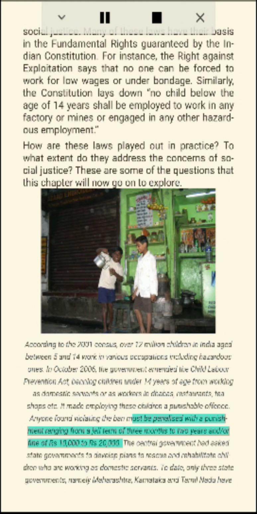Anyone found violating the ban must be penalized with a punishment ranging from a jail term of 3 months to 2 years and/or a fine of 10,000 rupees to 20,000 rupees. The central government had asked state governments to develop plans to rescue and rehabilitate children who are working as domestic servants. To date, only 3 state governments, namely Maharashtra, Karnataka, and Tamil Nadu, have published these plans.